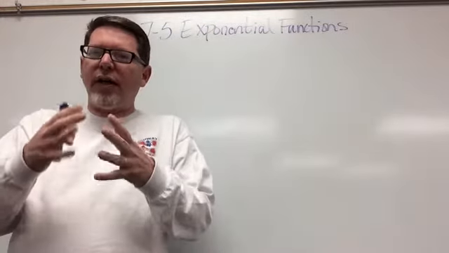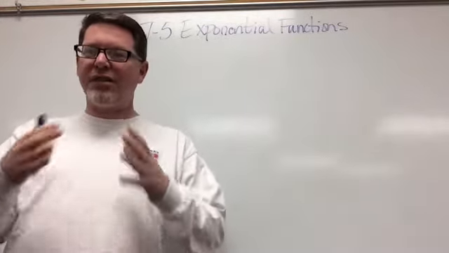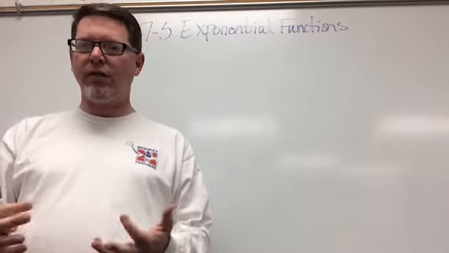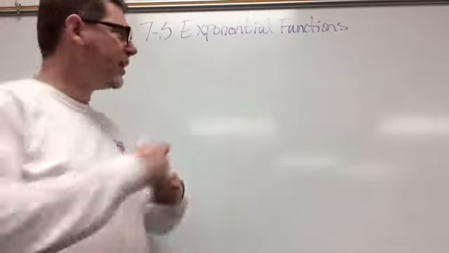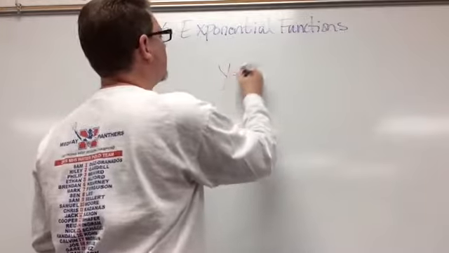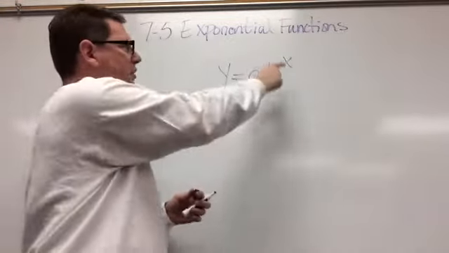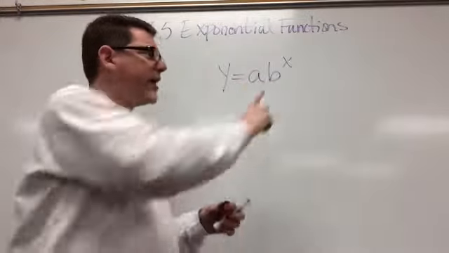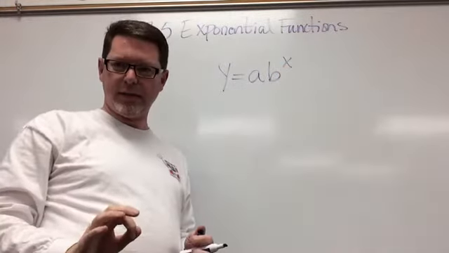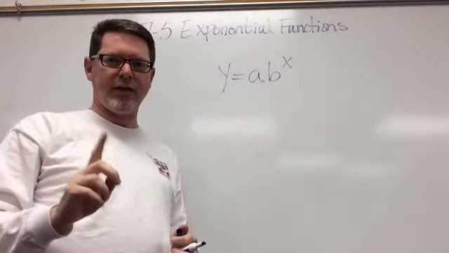Well, we're going to look at an exponential function and how it's different from a linear function to start off with. So an exponential function is written in the form of y equals ab to the x. Now we still have an x and a y, but in this case x is an exponent. That's important to notice because that affects everything.